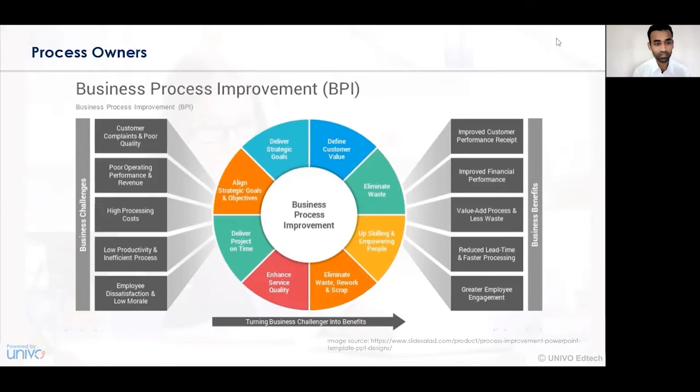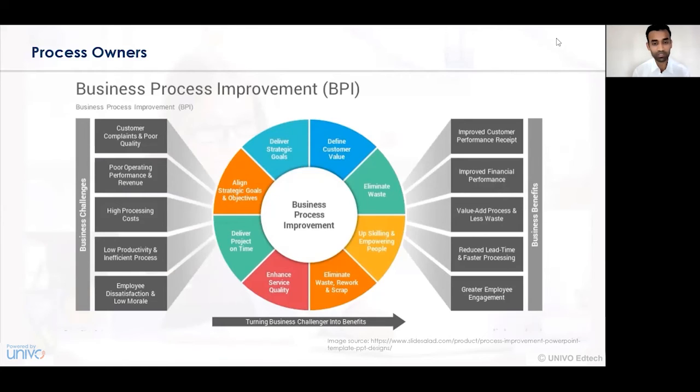These particular challenges may be customer complaints and poor quality, poor operating performance and revenues, high processing cost, low productivity and inefficient processes, and employee dissatisfaction and low morale. When these business challenges are observed, the organization can implement the business process improvement cycle.